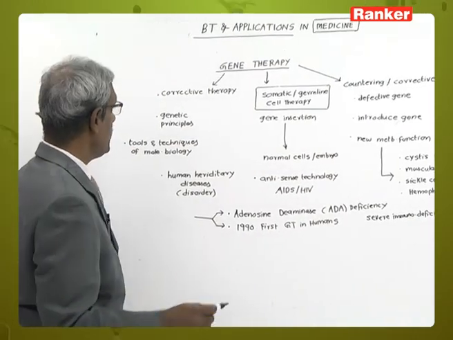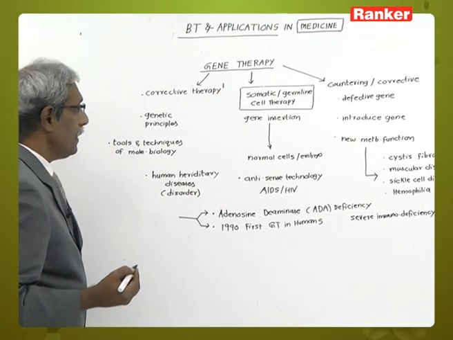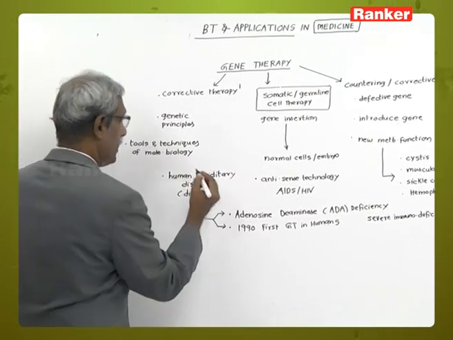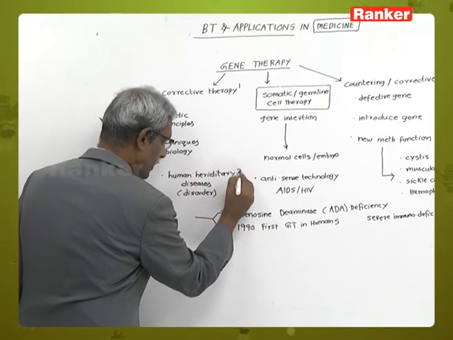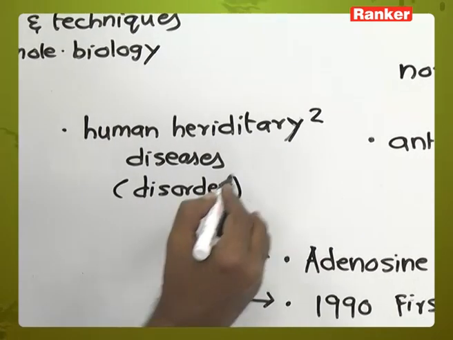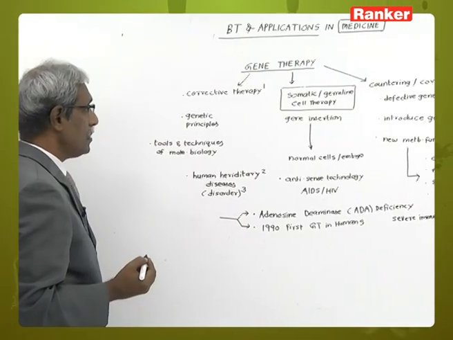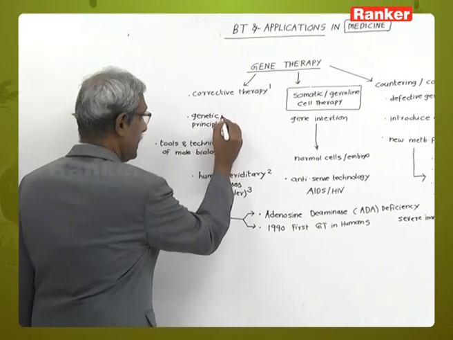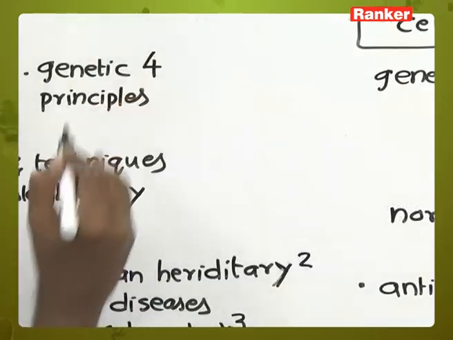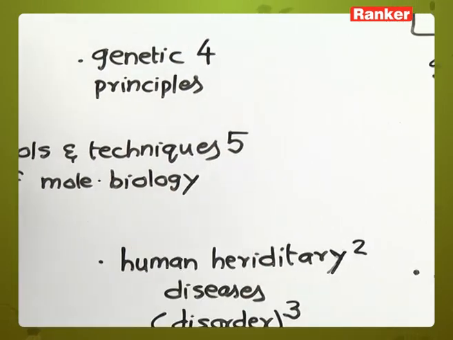Gene therapy is a corrective therapy with relation to treatment of human hereditary diseases. Human hereditary disorders can also be due to chromosomal disorders. So, we are using genetic principles of treatment, and we are also using the tools and techniques of molecular biology.